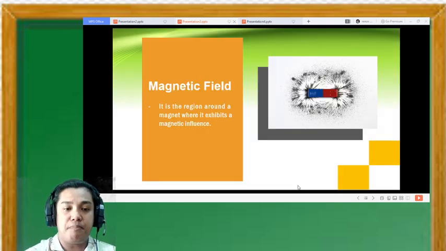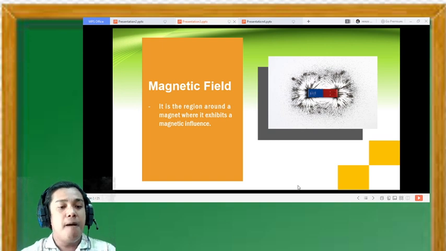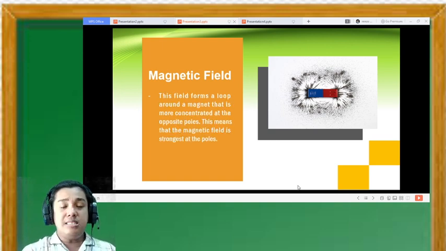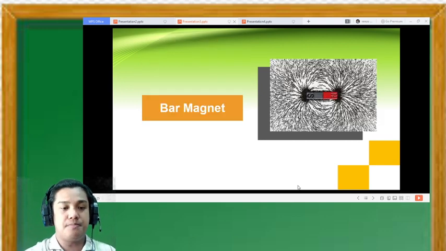So we have the magnetic field. When we say magnetic field, it is the region around the magnet where it exhibits a magnetic influence. This field forms a loop around a magnet that is more concentrated at the opposite poles. This means that the magnetic field is strongest at the poles.